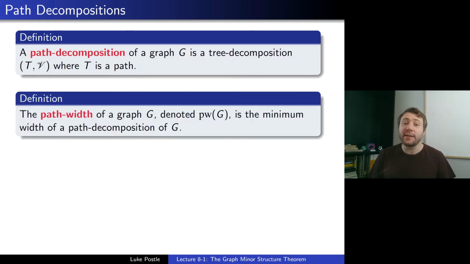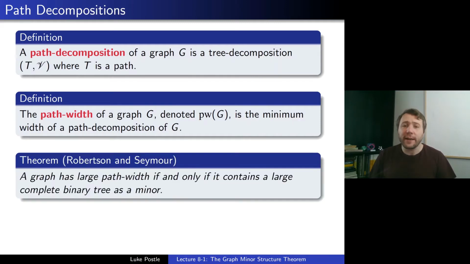And in a similar way as to tree width, we can define the path width of a graph G, denoted PW of G, as the minimum width of a path decomposition of G. Where width again is the maximum size of the bags, but minus the 1, again, for the reasons that trees want to have tree width 1, or here paths want to have path width 1. So that's path width. We won't really dive into this or prove the things about it. I thought I would just state the obvious analogs and theorems that were proved before.